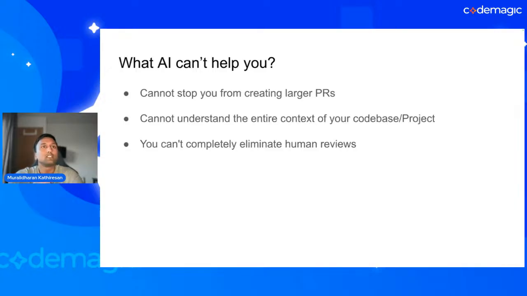And then the last and important one is, we can't eliminate human reviews. It can help us in a starting phase, to immediately get some reviews if the person has missed something, according to the coding and review guidelines we set up in our repo. But we cannot eliminate human reviews completely. When we create a PR, we cannot completely rely on the machine to go through it. That's not happening, right? That's another thing I have to mention.